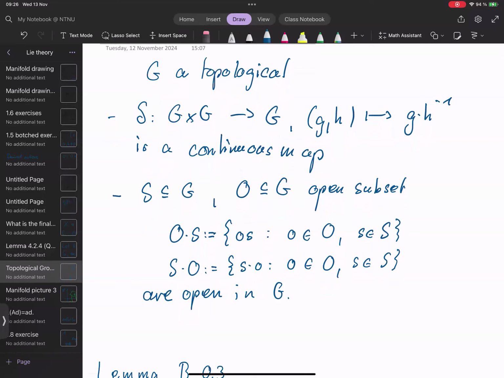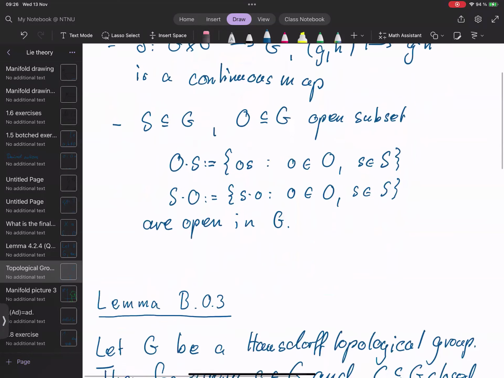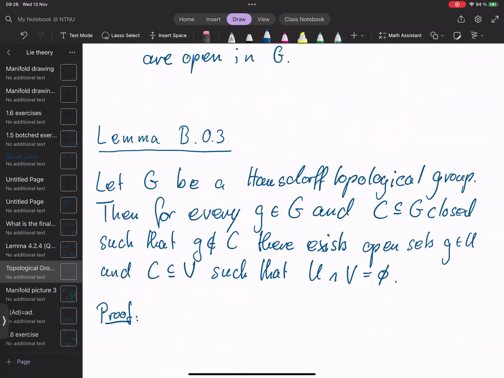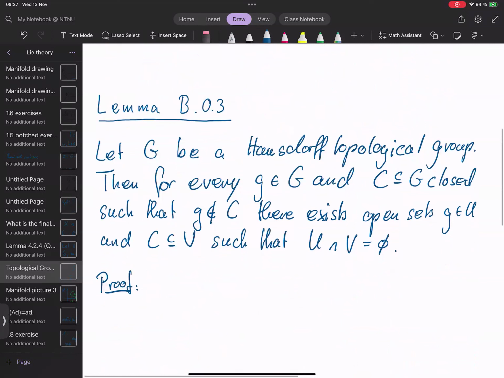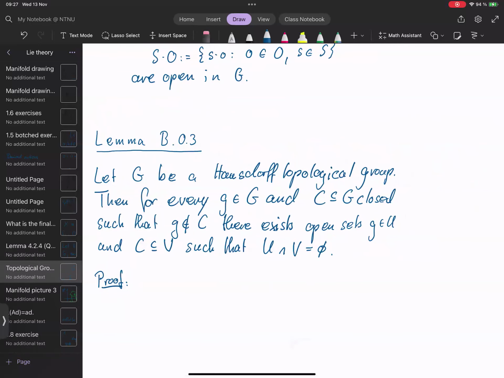All right, so we need these two preparations. We need the delta map and we need this insight that these product sets stay open if one of the sets we multiplied was open. And what we want to do is prove the following lemma. If you have a Hausdorff topological group and an element in this group, we call it g, and another closed subset C, which does not contain the element g, then there are open neighborhoods both of g and of the closed subset C, such that those two neighborhoods do not intersect each other. Okay, so how does the proof work? We will need this auxiliary result later.